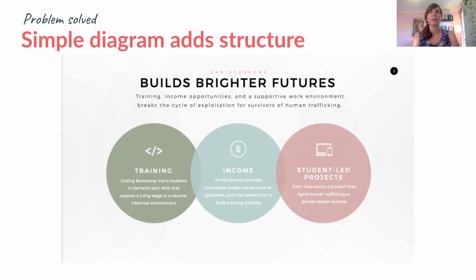And then the top piece, like Annie Cannon's Builds Brighter Futures, was really our promised land statement. Like, what are we going for, right? Training, income opportunities, and a supportive work environment breaks the cycle of exploitation for survivors of human trafficking is really their value proposition. And then there's 3 ways that we do that, right? So using this simple diagram for training, income, and student-led projects just adds structure. Again, there's detail here that would take me longer to read, but I can glance at this and get an idea that they build brighter futures by doing these 3 things.